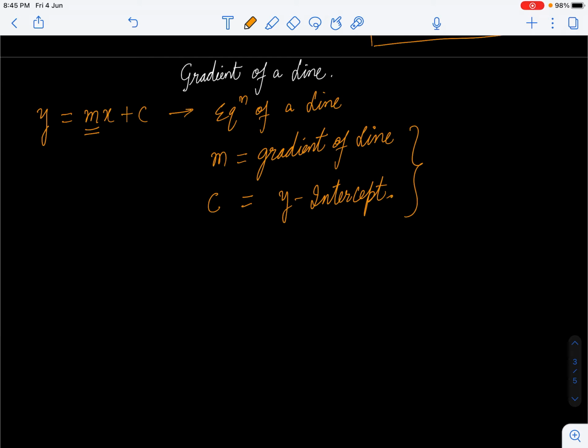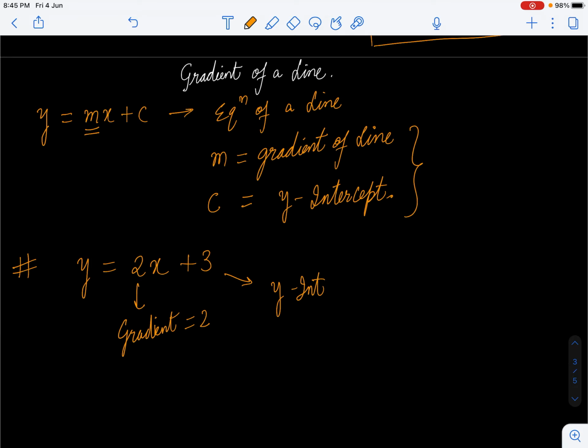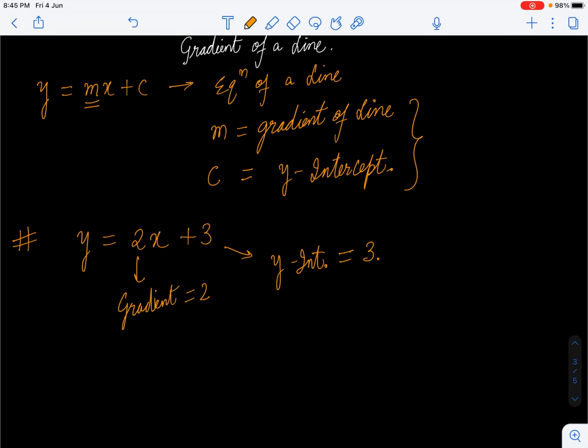Okay, so now let's take a very simple example to understand this. Let's say my line is y equal to 2x plus 3. Then obviously I can say the gradient of this line is 2 and my y-intercept value is 3. Correct?